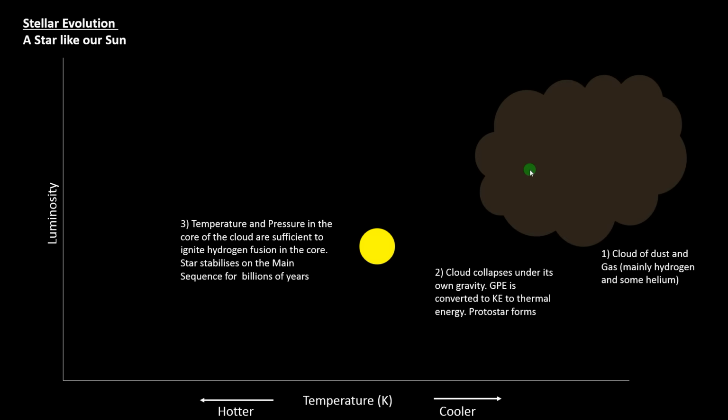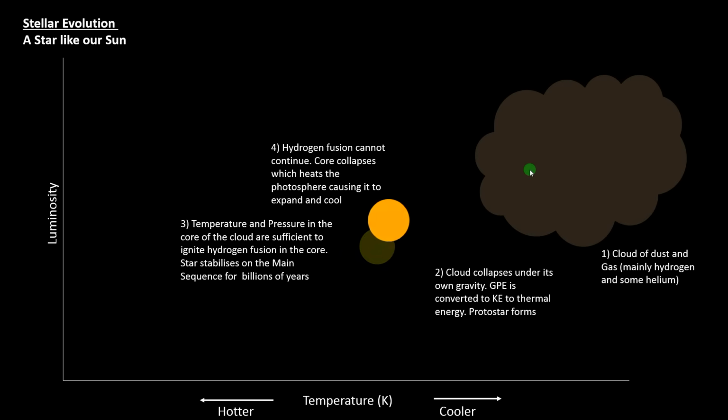And when that happens, there's nothing to stop the collapse of the star continuing, and the core collapses first. What we get is a core collapse, and that core collapse again releases a lot of gravitational potential energy into thermal energy, which heats the outer layers of the star, causing them to expand. The photosphere, that is the outer layer of the star where the light is emitted from, those outer layers expand and they will eventually cool, and that's why we get the red giant.